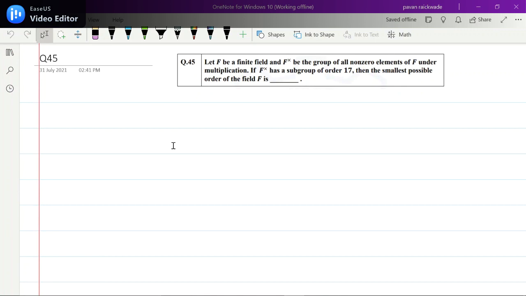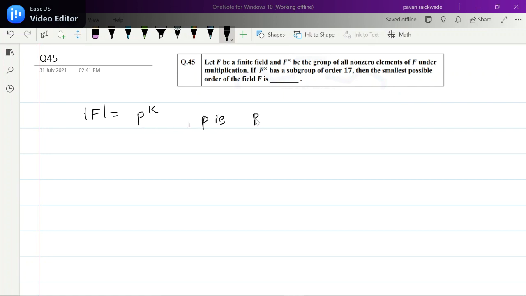So let's move on to the next question. Question number 45 is on your screen. Let F be a finite field and F star be the group of all non-zero elements of F under multiplication. If F star has a subgroup of order 17, then the smallest possible order of the field F is.